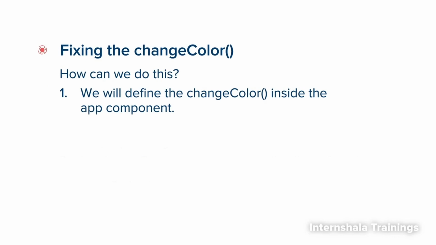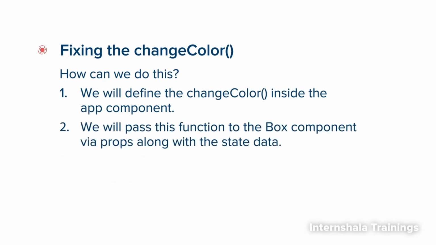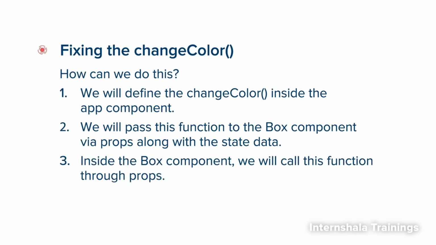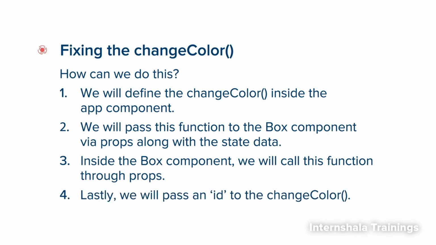We will define the change color function inside the app component. Then we will pass the function to the box component via props along with other state data for it to be accessible inside the box component. Inside the box component, on clicking the button, we will call the function through props. Since we are storing the colors of the boxes together in the form of an array, on button click we will also have to pass an ID to the change color function to identify which box's color should change.